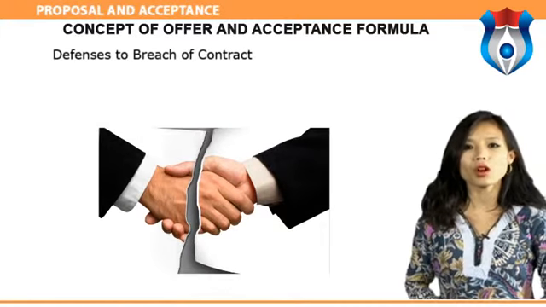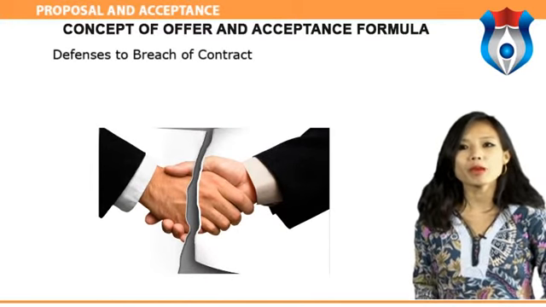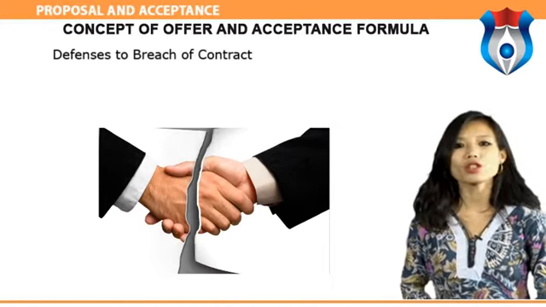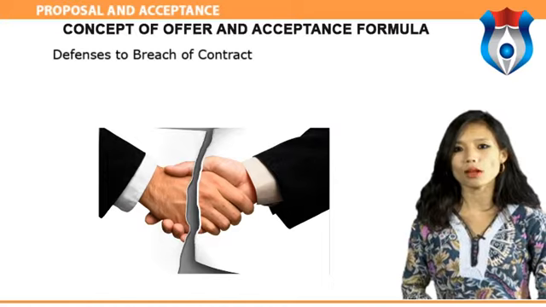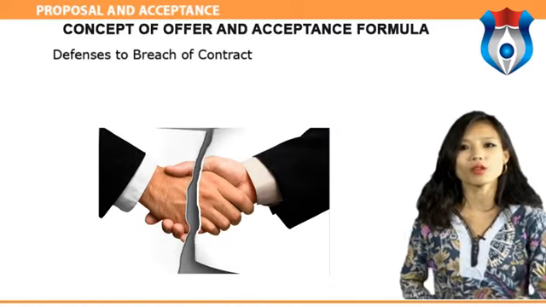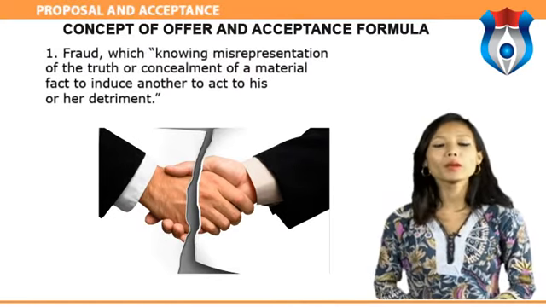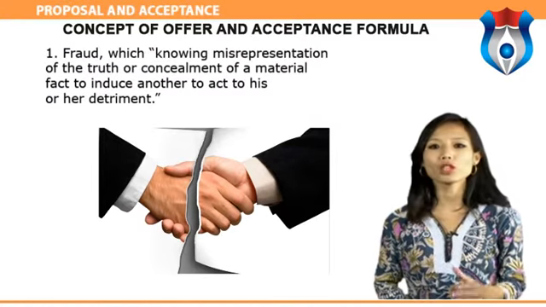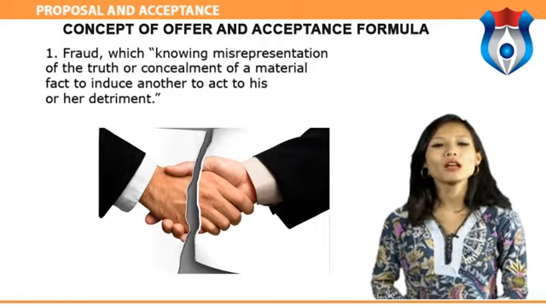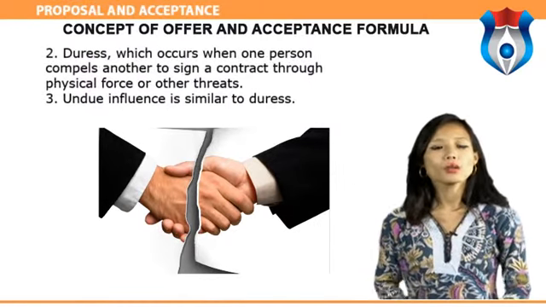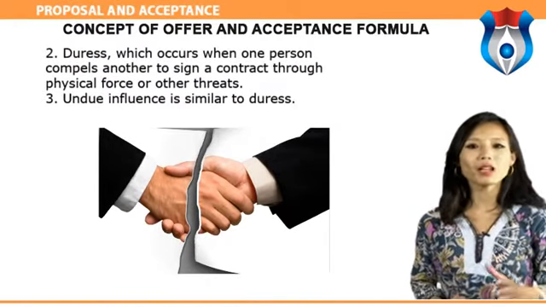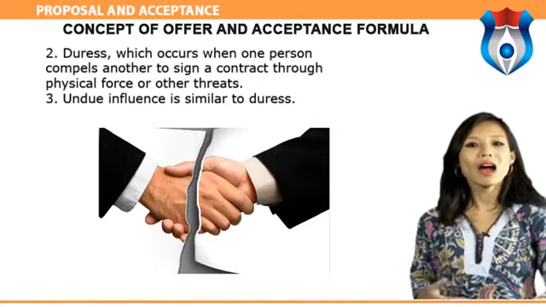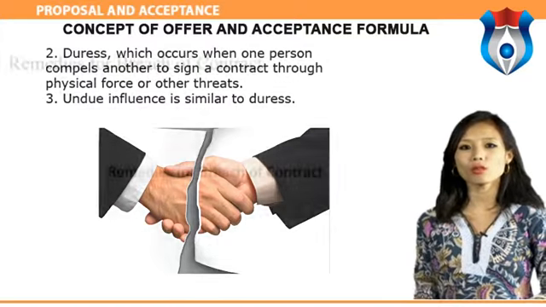Defenses to breach of contract. A defendant may offer a defense as to why the alleged breach is not really a breach of contract. Common defenses against a breach of contract are fraud, which is knowing misrepresentation of the truth or concealment of a material fact to induce another to act to his or her detriment. Duress, which occurs when one person compels another to sign a contract through physical force or other threats. Undue influence is similar to duress.